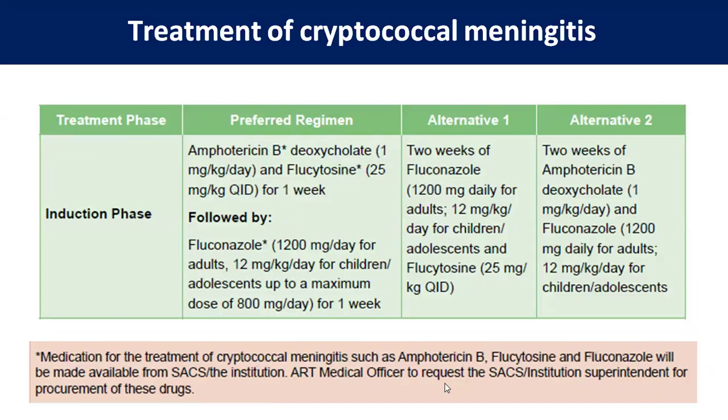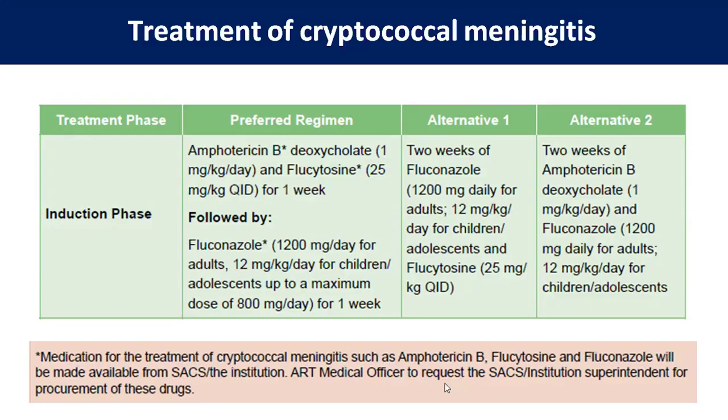So in proven cryptococcal meningitis, what is the induction phase? Amphotericin B deoxycholate 1 mg per kg per day and flucytosine 25 mg per kg four times a day for 1 week, followed by fluconazole up to a maximum of 1200 mg per day in adults and 800 mg per day in children and adolescents.